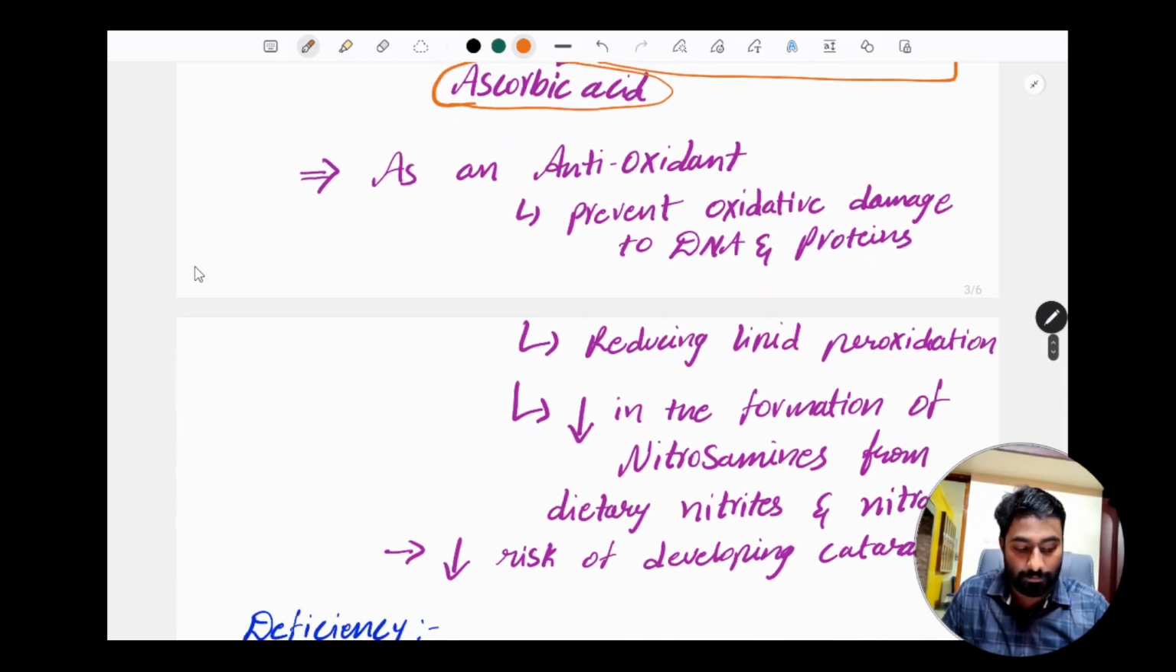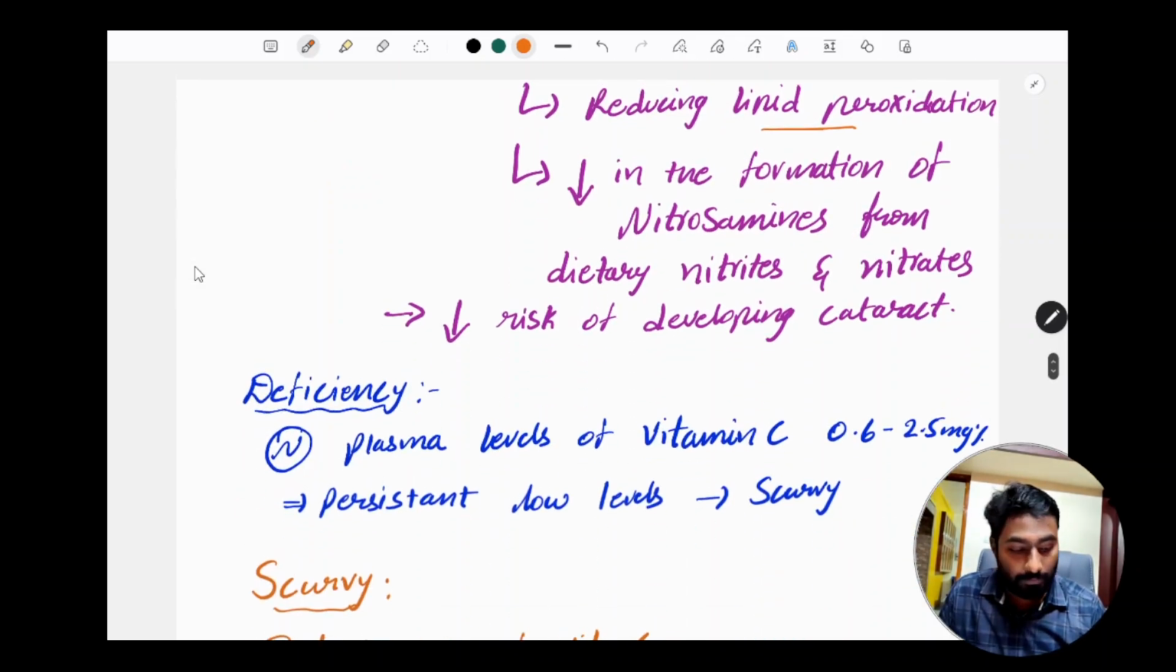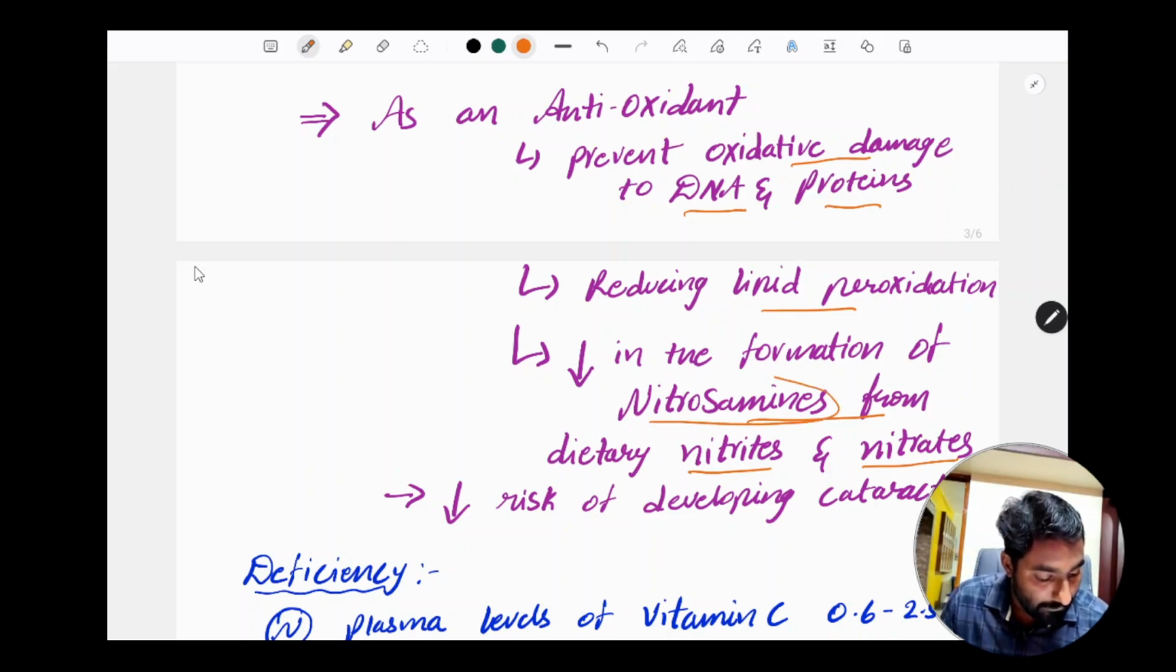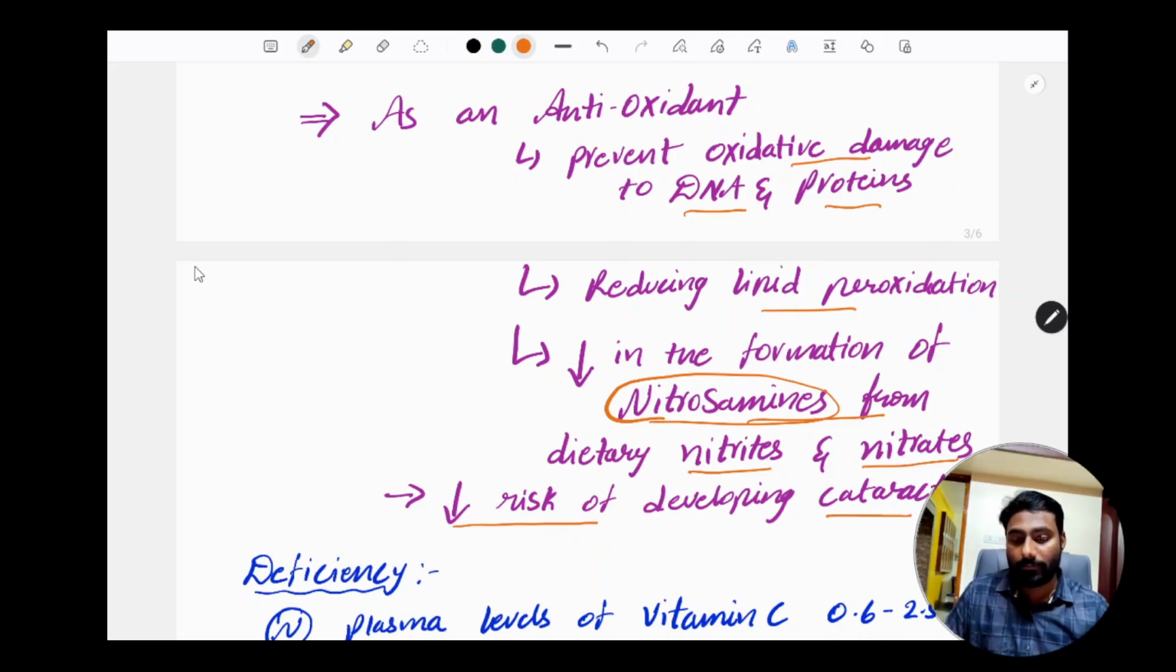Now, as an antioxidant, it prevents oxidative damage to DNA and proteins. It reduces lipid peroxidation, thereby helping in prevention of atherosclerosis, and it decreases the formation of nitrosamines from dietary nitrites and nitrates. This nitrosamine is carcinogenic, and vitamin C also decreases the risk of developing cataract. So in this way, vitamin C helps in decreasing cancers, as it prevents oxidative damage to DNA, and it prevents atherosclerosis.